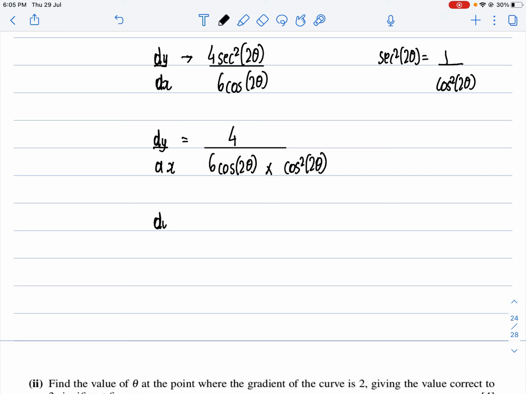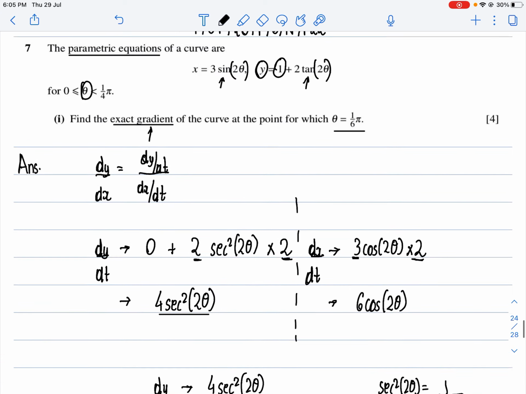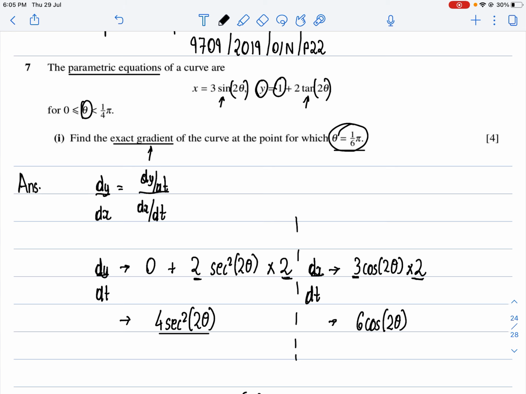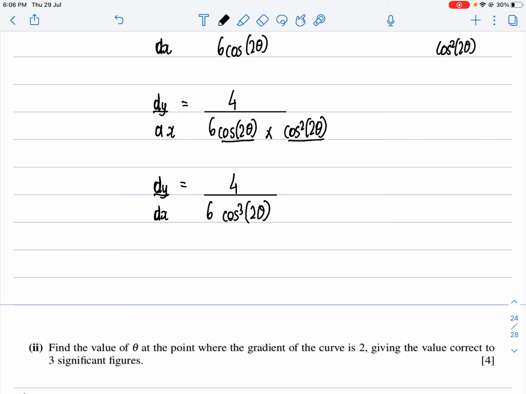So I basically get my dy by dx as 4 divided by, I get 6 into cos 2 theta into cos square 2 theta. So I get cos cube 2 theta. Now I need the dy by dx. I have the value of theta as 1 over 6 pi. So I can write my dy by dx as 4 divided by 6 cos cube 2 into theta. My theta is 1 over 6 pi.